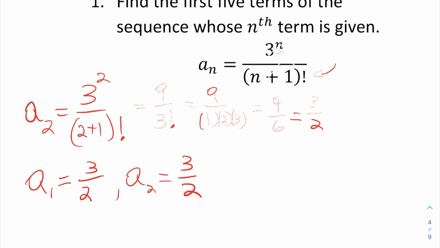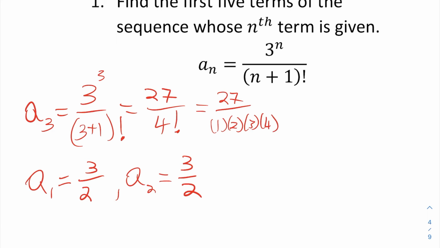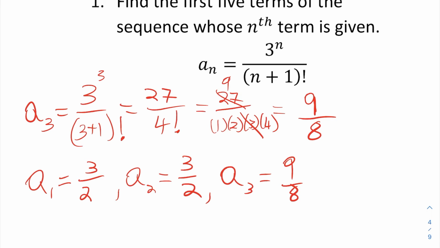Alright, so the next one we're looking for is A3. We just replace all those with 3's. A3 is 3 to the third over 3 plus 1 factorial. And that's going to give us 27 over 4 factorial. Well, 4 factorial is 1 times 2 times 3 times 4. And we simplify this. For instance, 3 goes into 27 9 times, so we can cancel that factor. And we'll get 9 over 4 times 2, 8. So the third term, A3, is actually 9/8.